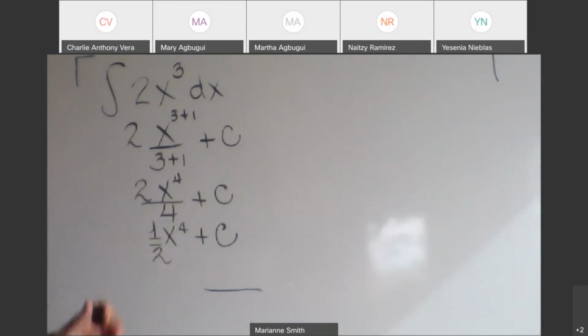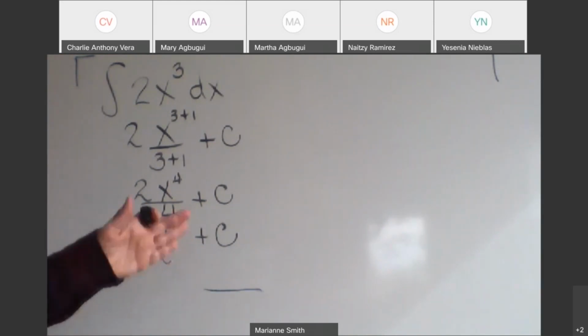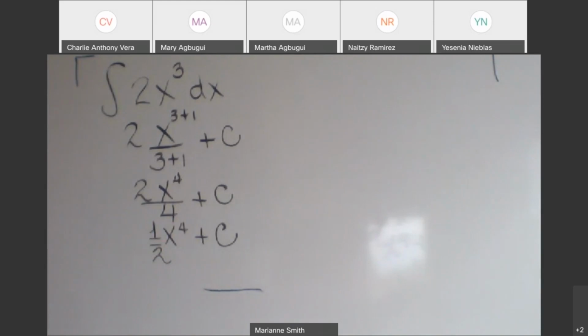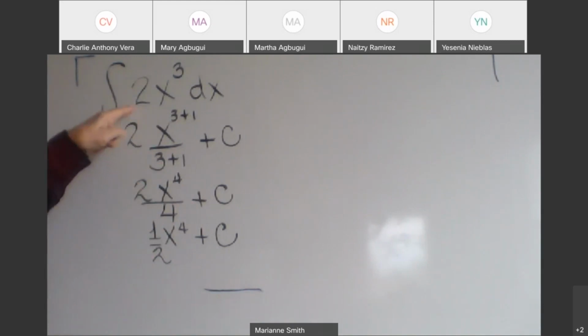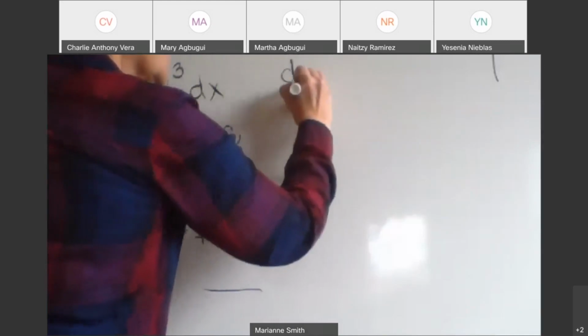So you can see sometimes you wind up with a different coefficient in the front. It's not 1. Now you might say, how do we know this is right? Well, you want to see that you get this back again if I were to differentiate it. So let me go over here.